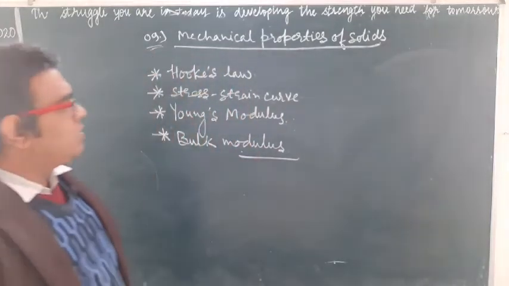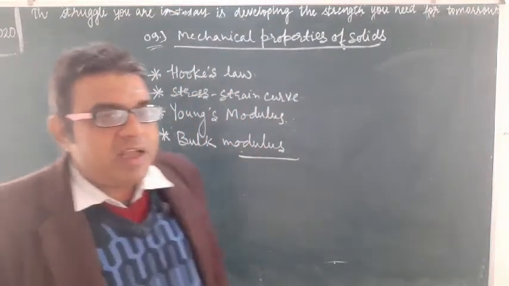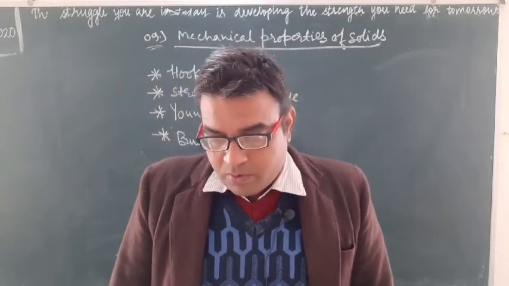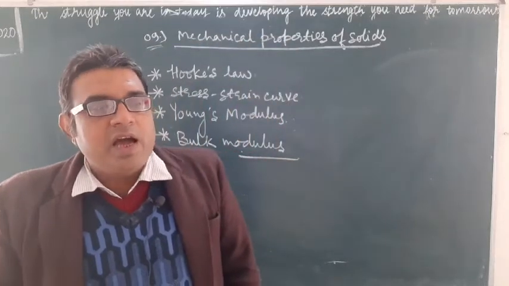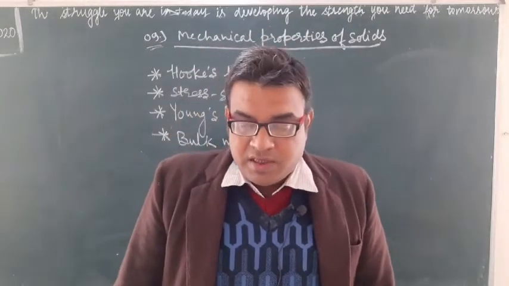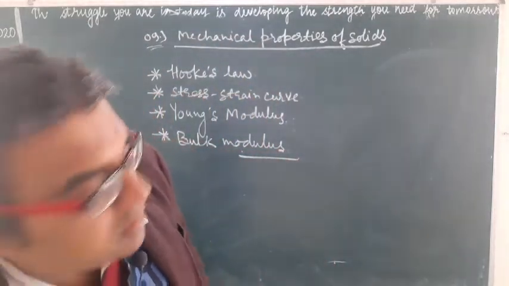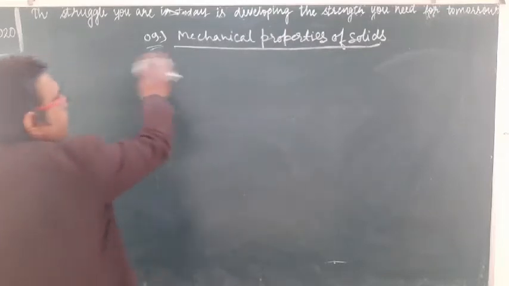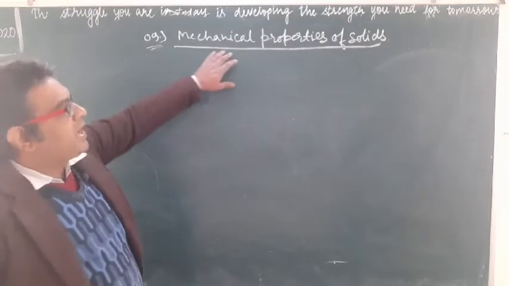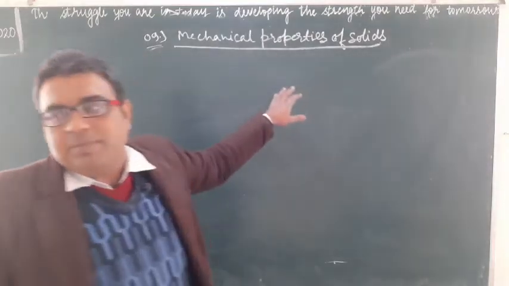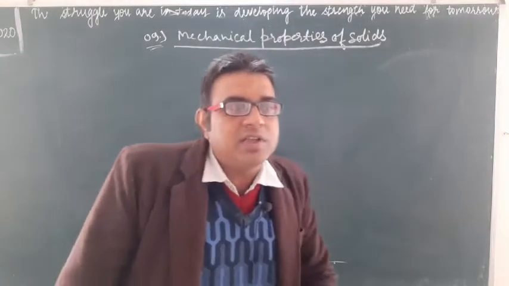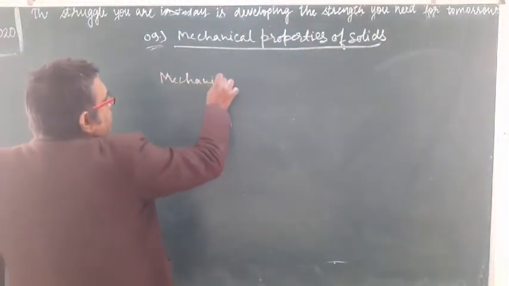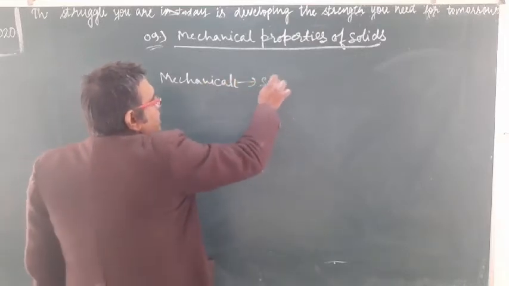But for understanding Hooke's law, we must have an idea about stress and strain, all these things. So first of all, very quickly, I want to revise these things, and after that we will come to Hooke's law. As the name of the chapter suggests, it is about the mechanical properties of solids. And what is the meaning of mechanical? Mechanical means something related to mechanics.